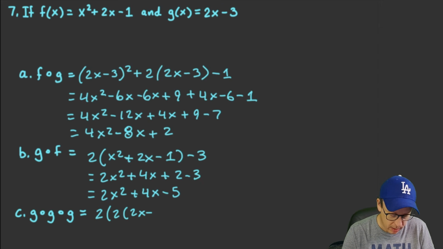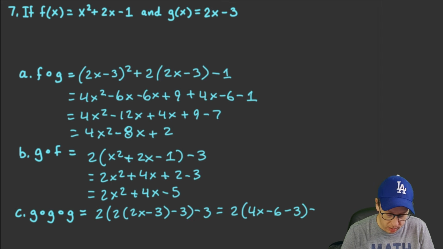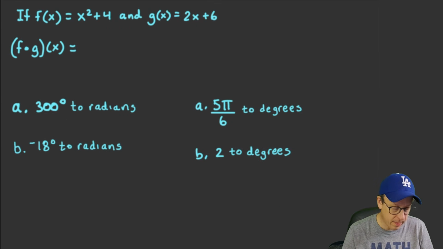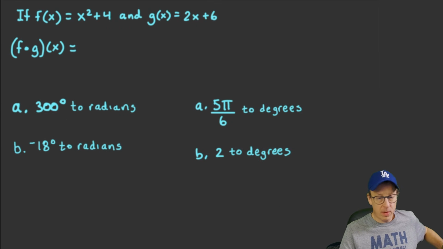2x minus 3 minus 3 minus 3. So it's sort of stacking upon each other. And then this simplifies down to 4x minus 6 minus 3 minus 3. And then finally it becomes 8x minus 12 minus 6 minus 3. And I'm just going to add all those together and get -21. Boom. What's up next? Boy, blowing through these problems. What else do we have?